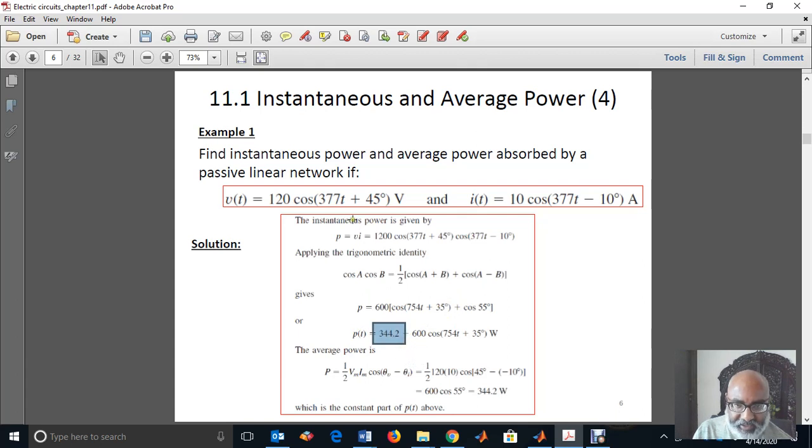Or we can just directly use the formula. P is equal to 1 over 2 Vm Im cosine of theta V minus theta I. So 120 is Vm, Im is 10. Then we replace this, and again we will get the same result, 344.2 watt. So for the instantaneous, we need the time domain factor here, t, so we just directly multiply the two.